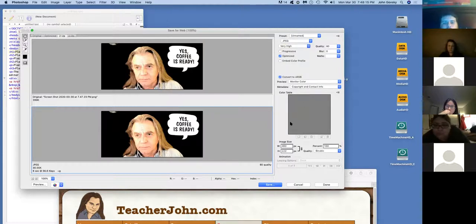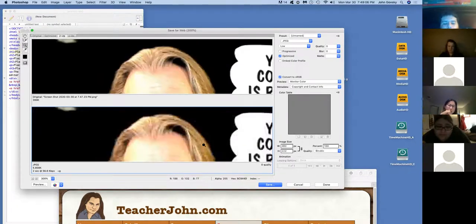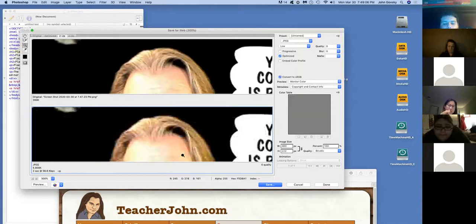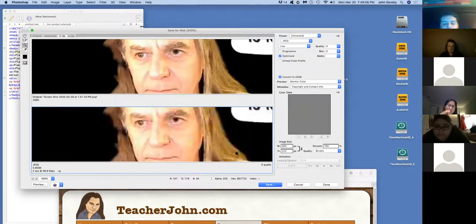Now, JPEG, again, I don't get the color table. I just get the number at the slider bar or the drop-down menu. I can say low. I could go really low with my quality, way down there. And let's magnify this a little. And you don't see much difference because I started with an image that was, oh, I look terrible.